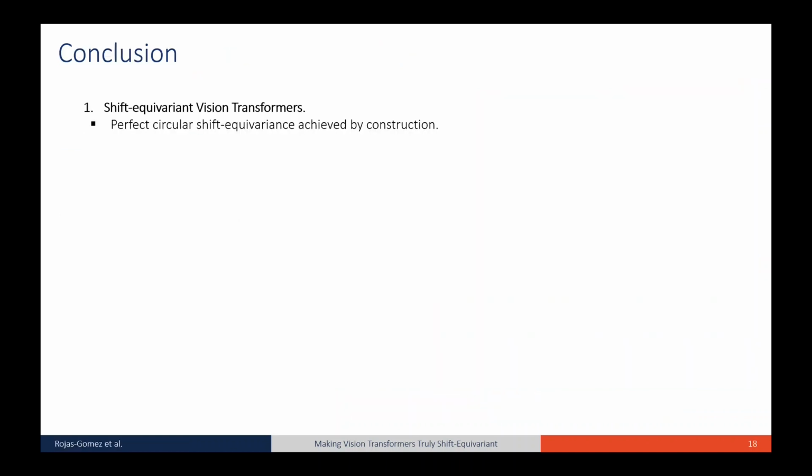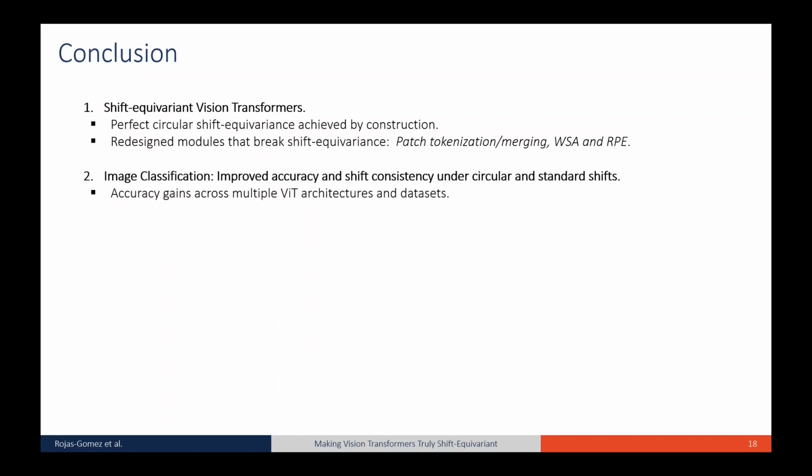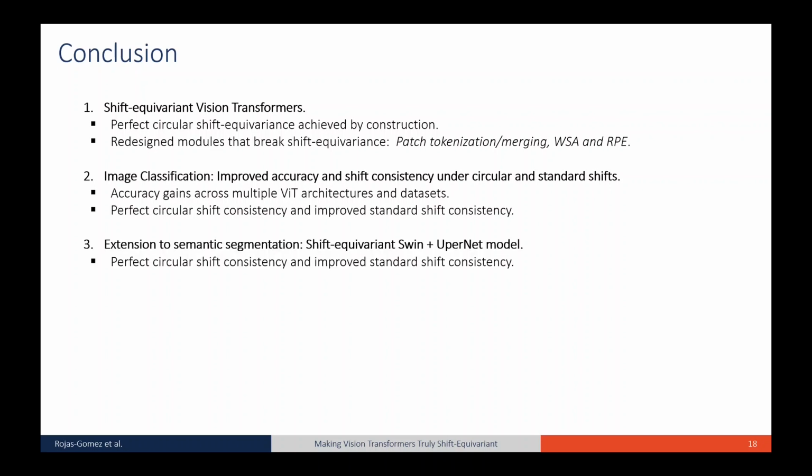To conclude, we propose a data-adaptive framework to design shift-equivariant vision transformers. Our models are perfectly shift-equivariant under circular shifts, which is achieved by redesigning all the ViT modules that break shift equivariance. Our method boosts shift consistency and obtains competitive accuracy on image classification across different ViT architectures, both under circular and standard shifts. We also obtain improved shift consistency on semantic segmentation by using the same design principle, while improving segmentation accuracy without increasing the model capacity nor additional data augmentation.